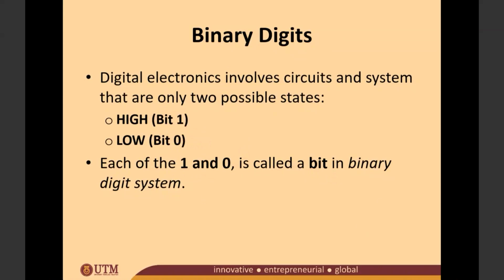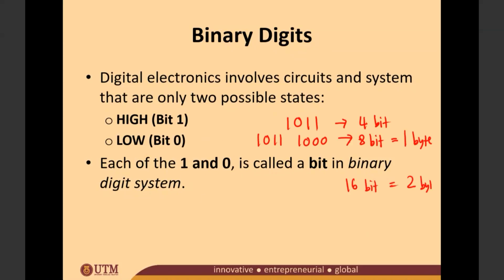For example, I give you an example: 1011. How many bits are here? There are 4 bits. If you have 10111000, this we call an 8 bit. So 8 bit equals 1 byte. And if you have 16 bit, that equals 2 bytes. And it will keep continuing like this.